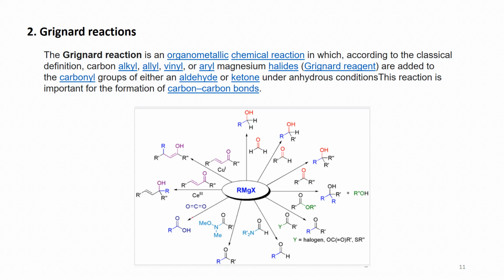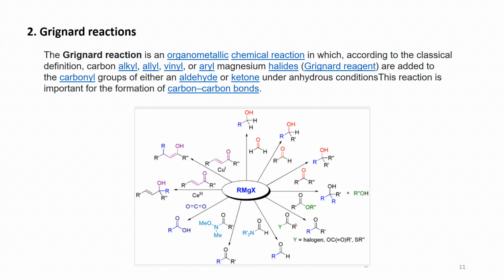So this type of Grignard reagent can react with multiple types of compounds. Here I have given a short view. If it reacts with the aldehyde, what will form? It will form an alcohol. If it reacts with the ketone, it will also form an alcohol. If it reacts with the ester, it will form a ketone. After that, if you add another molecule of RMgX, it will form an alcohol.